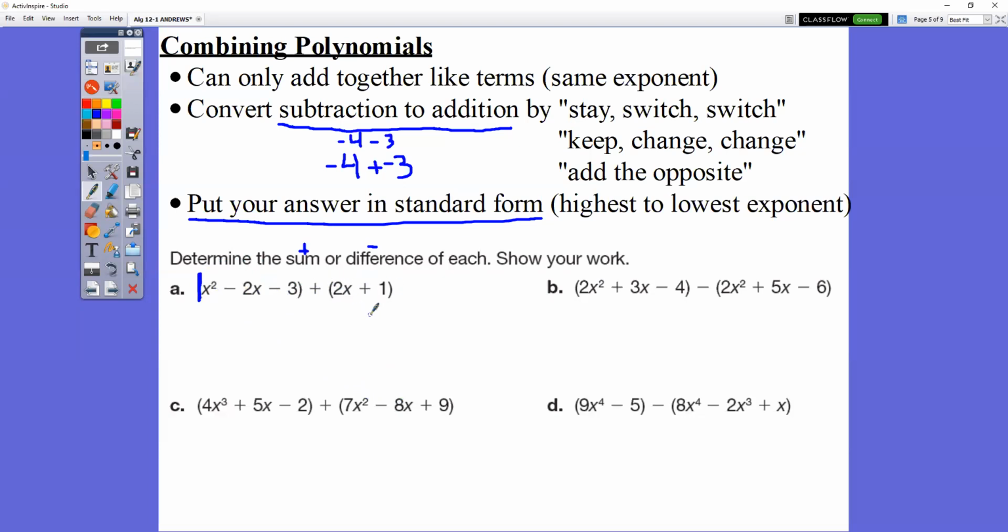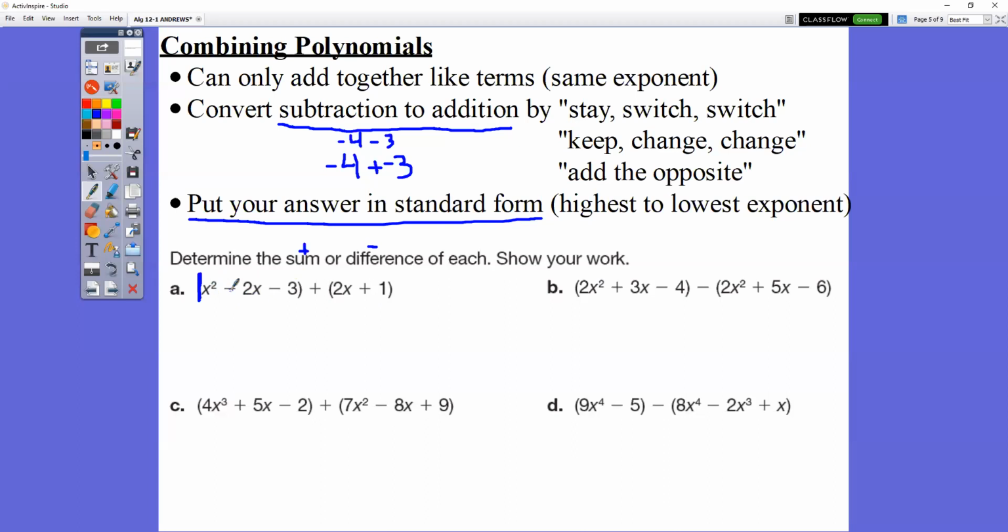How I would suggest that you do it, I think it is very confusing if you leave it going side to side. I would change a horizontal looking problem into a vertical problem. All right, line up your x squareds under your x squareds, line up your x's underneath your x's, line up your plain numbers underneath your plain numbers. That will help you keep things nice and neat and in order.